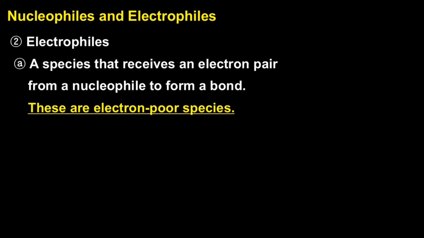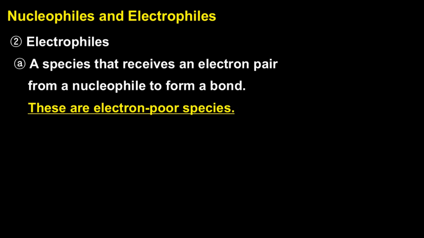Alright, now that we've covered nucleophiles, let's switch gears and talk about electrophiles. If nucleophiles donate electron pairs, electrophiles do the exact opposite. They accept them. In other words, electrophiles are electron-poor species. They're on the lookout for extra electrons so they can form a stable bond.